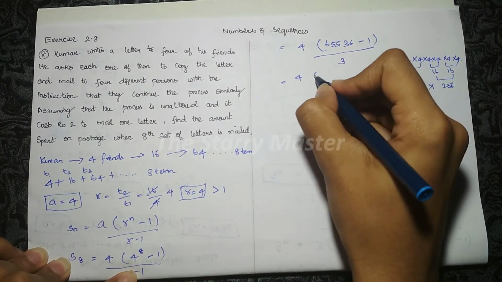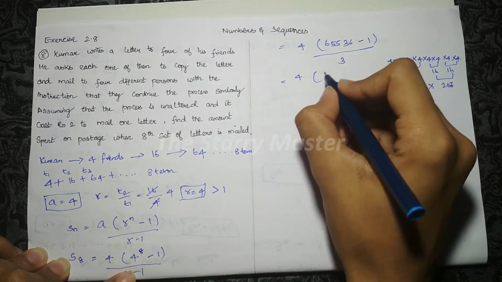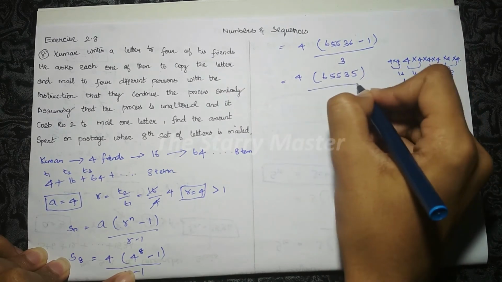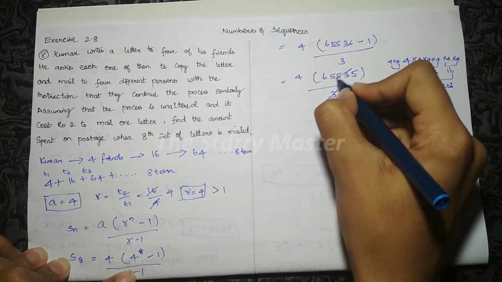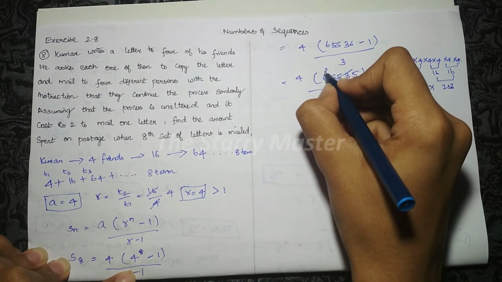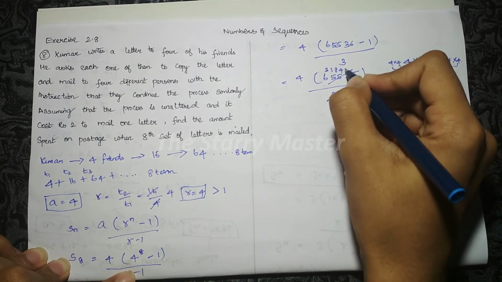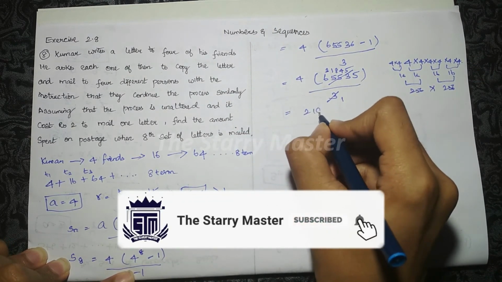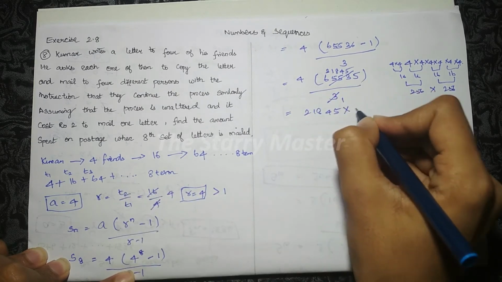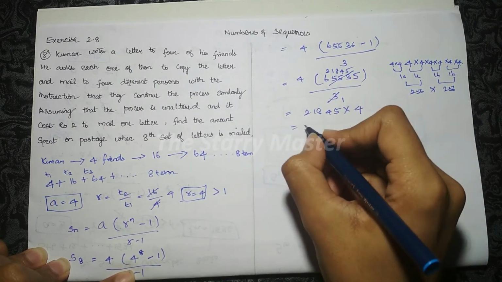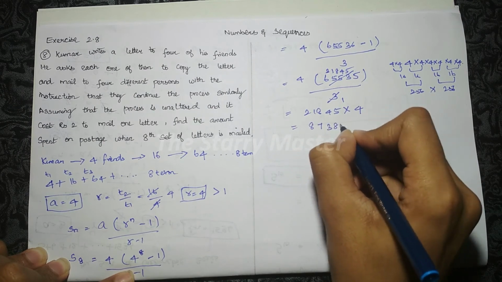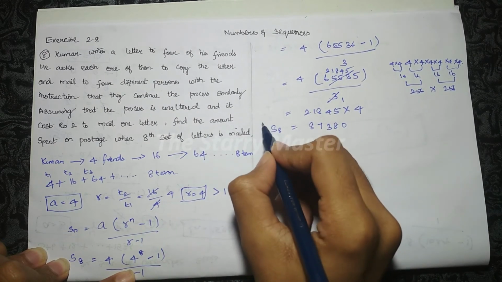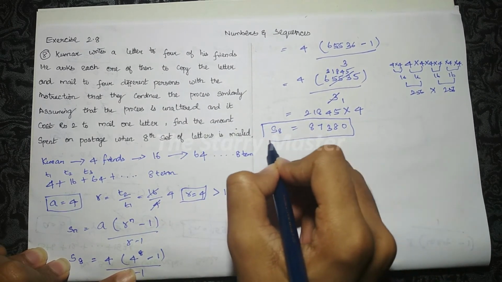So 4 as it is, 65536 minus 1 is 65535, divided by 3. If we divide this, we get 21845. Then 21845 into 4 gives 87380. This is the number of mails sent.